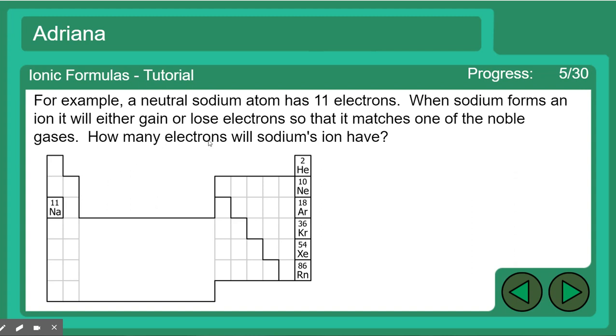So in this case, let's look at a neutral sodium atom and say, well, how many electrons does it have total? So it has 11 total electrons. When it forms an ion, meaning when it gets a charge, it's going to either gain electrons or lose electrons so that it matches one of the noble gases, right? And so what we want to ask here is how many electrons will sodium's ion have? So when sodium forms an ion, how many electrons will it have? It's not going to have 11. We know it's going to either gain or lose, but how many will it have?